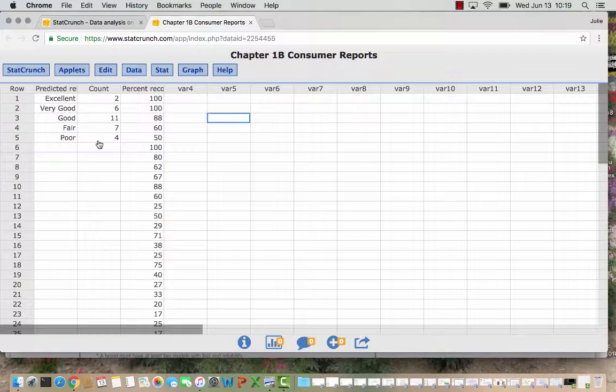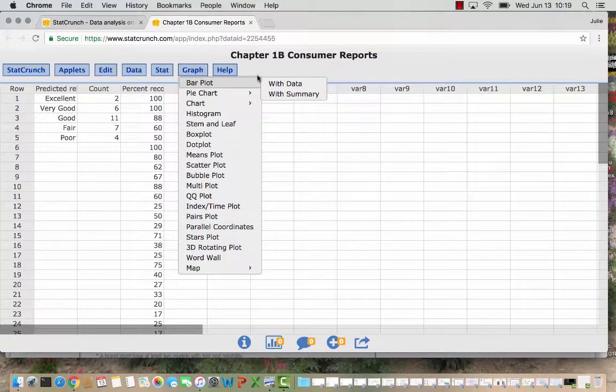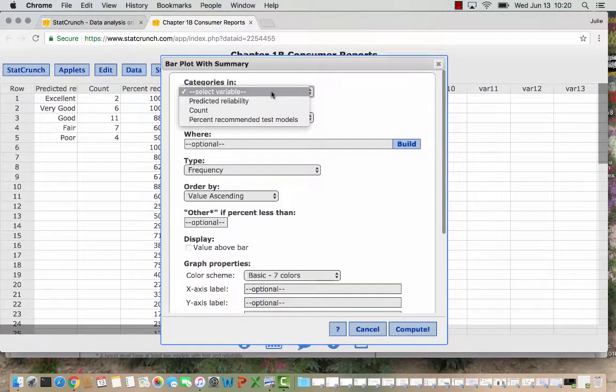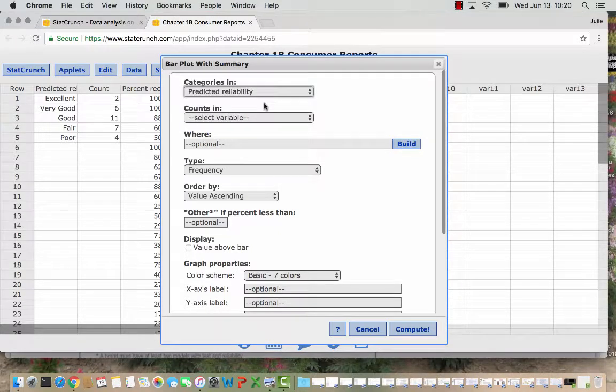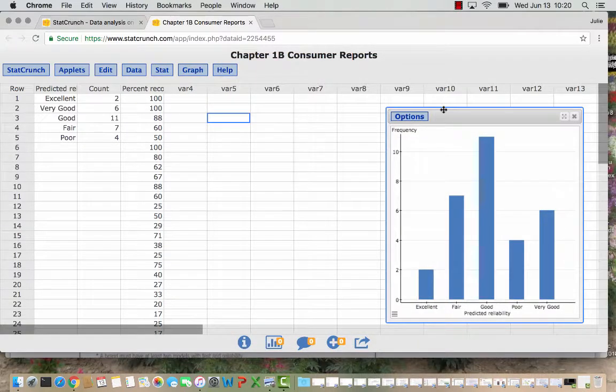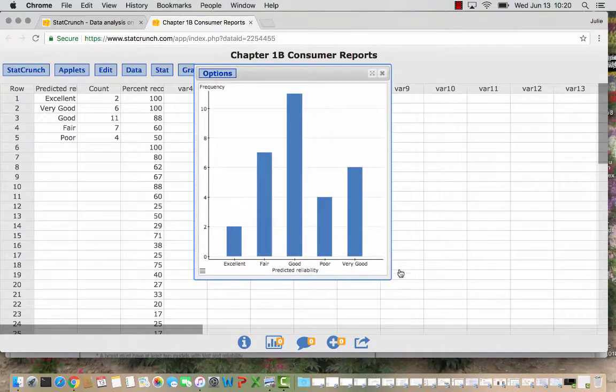So we're going to make a bar graph because this is categorical data. Since I've done the counting, when we go to graph, bar plot, we say we're doing this with summary. So my categories are where I type predicted reliability, and my counts are in this column that I call counts. And if we just click compute, we see here's a bar graph. Now, does the order of the bar graph have any meaning here?